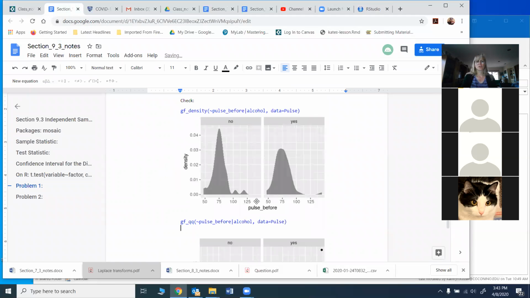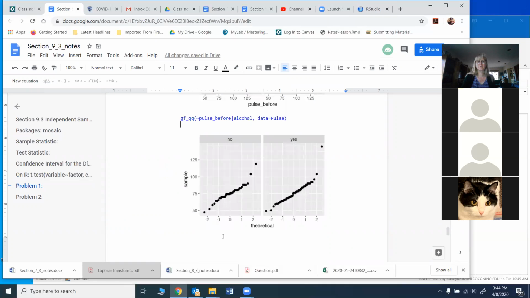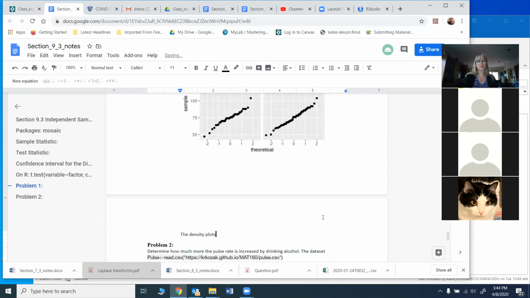All right, so what do you think? Do these look linear? Yep. All right, so then we can say the density plots are bell-shaped, and the normal quantile plot is linear. So the two samples appear to come from populations that are normally distributed.